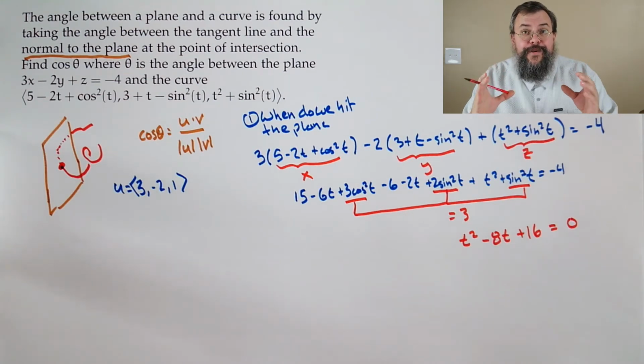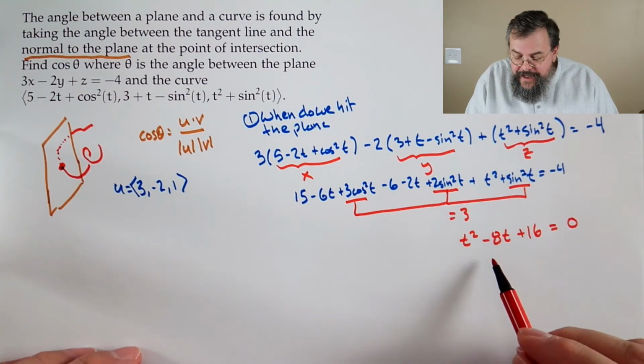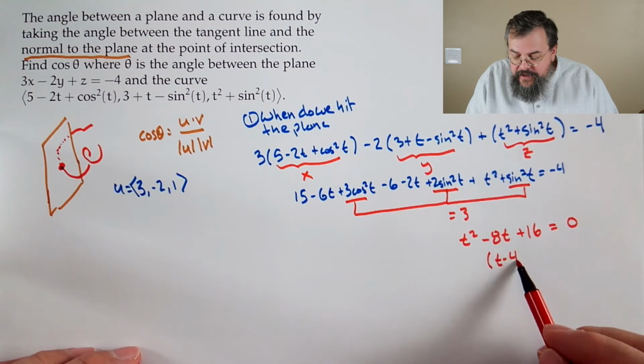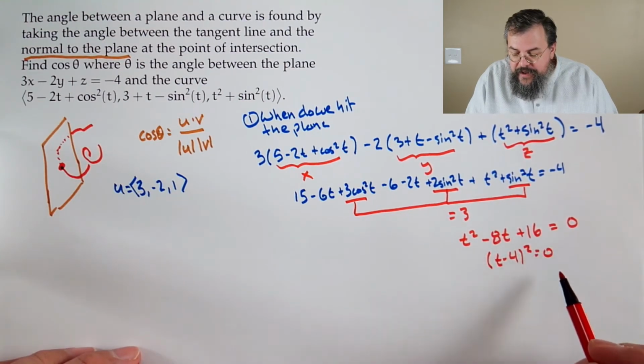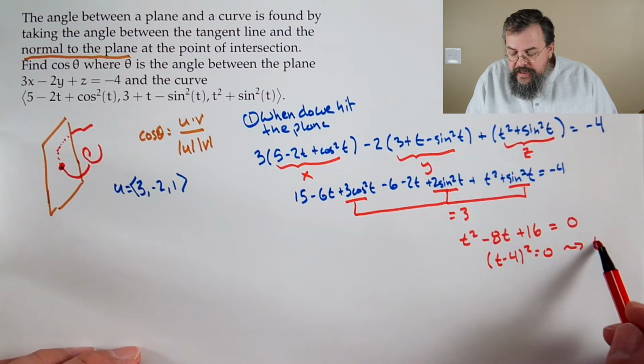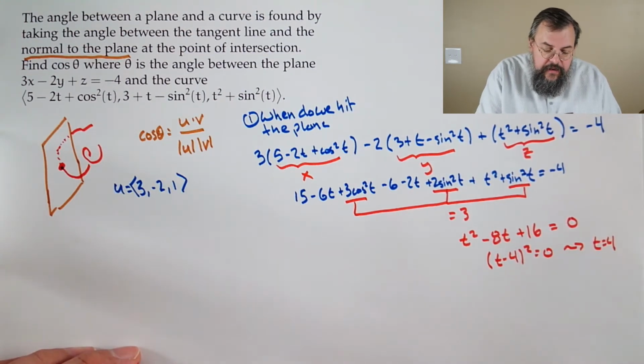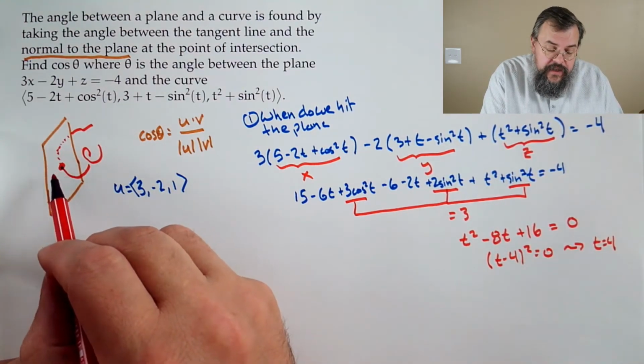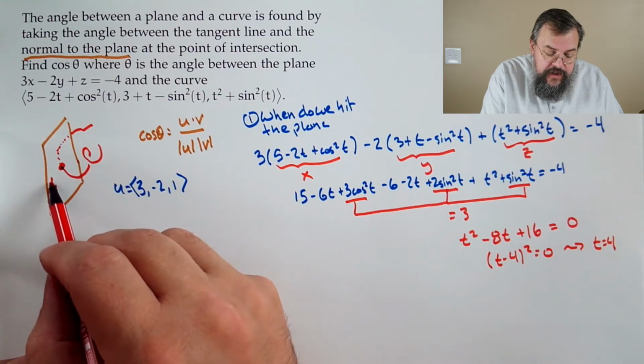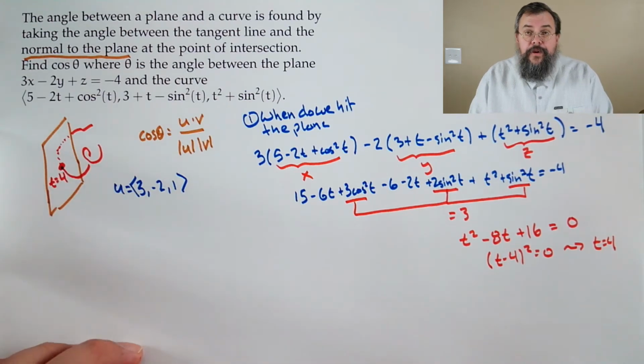That t squared minus 8t plus 16, that's beautiful. That's a perfect square. It factors as t minus 4 squared equals 0. So it tells us, aha, t equals 4 is when we have the intersection. So we now know this intersection is at time t equals 4.